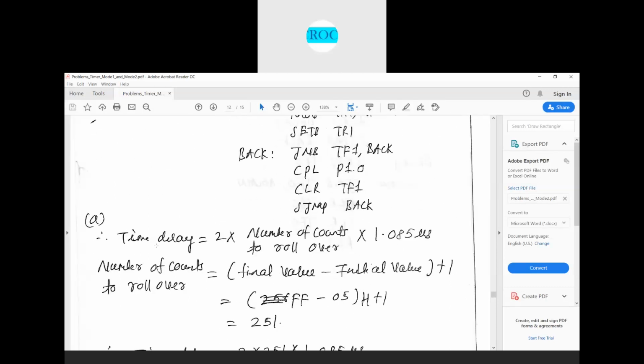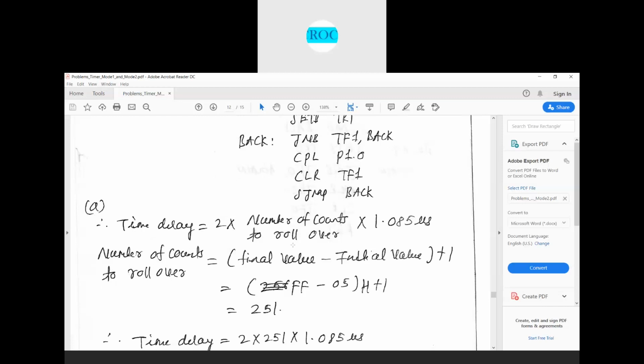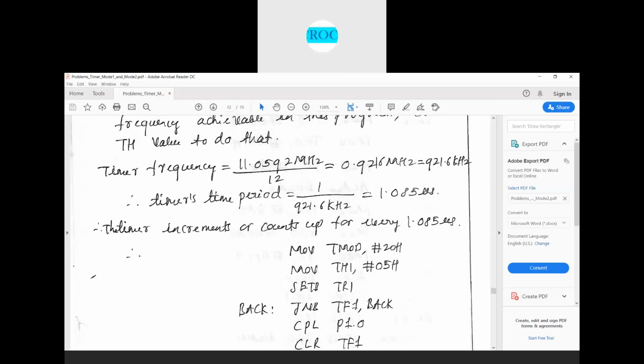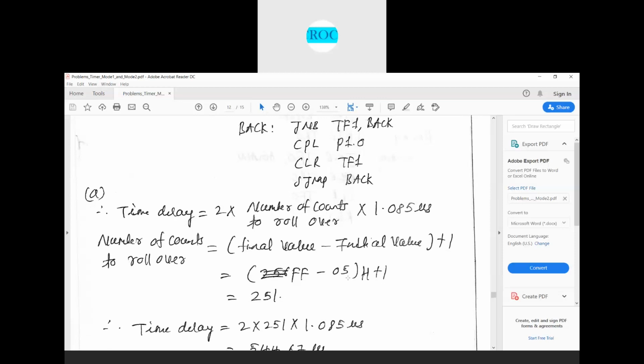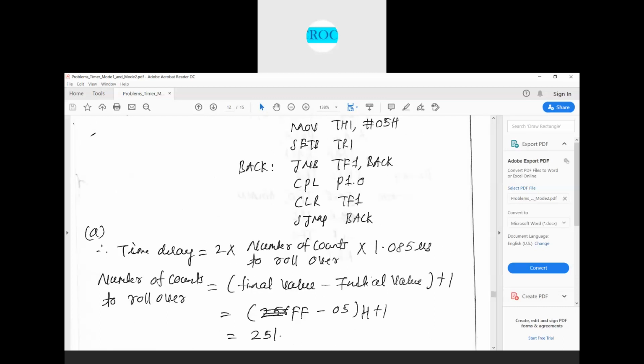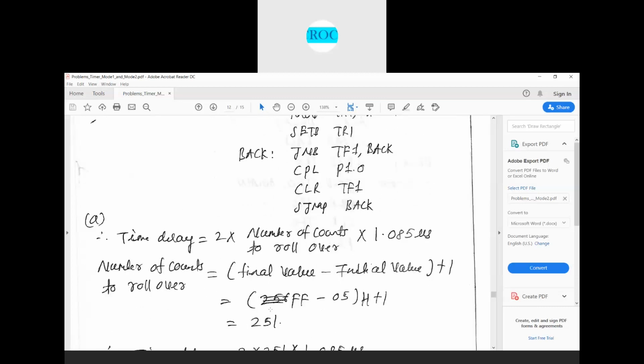Now how do you calculate the time delay for that? 2 into the number of counts to roll over into 1.085 microseconds. Since it is an 8-bit counter, the maximum count we can have is FFH in hexadecimal. So we have FF minus the initial value which is loaded into TH1 here. It is 05. FF minus 05 in hexadecimal, I convert to decimal, plus 1. What do we get? 251.